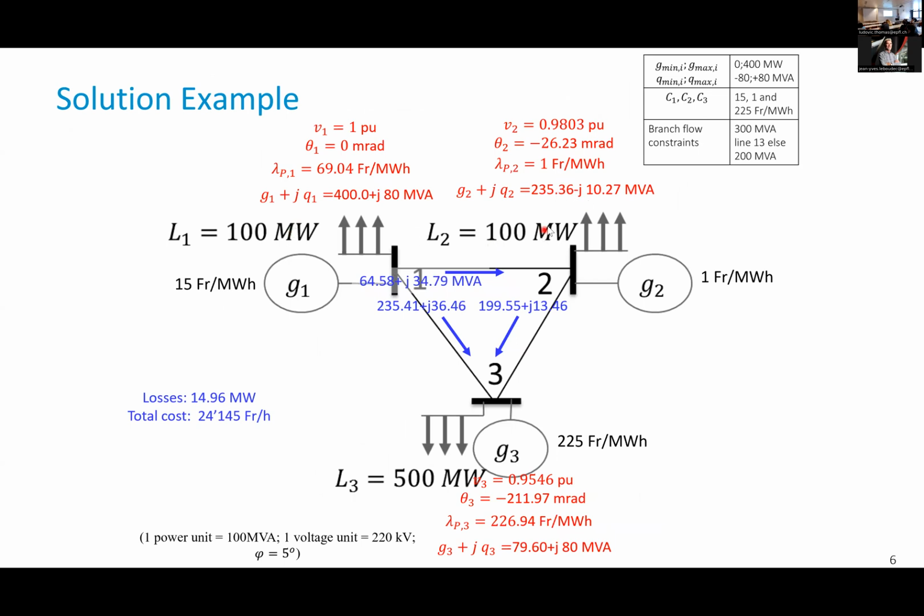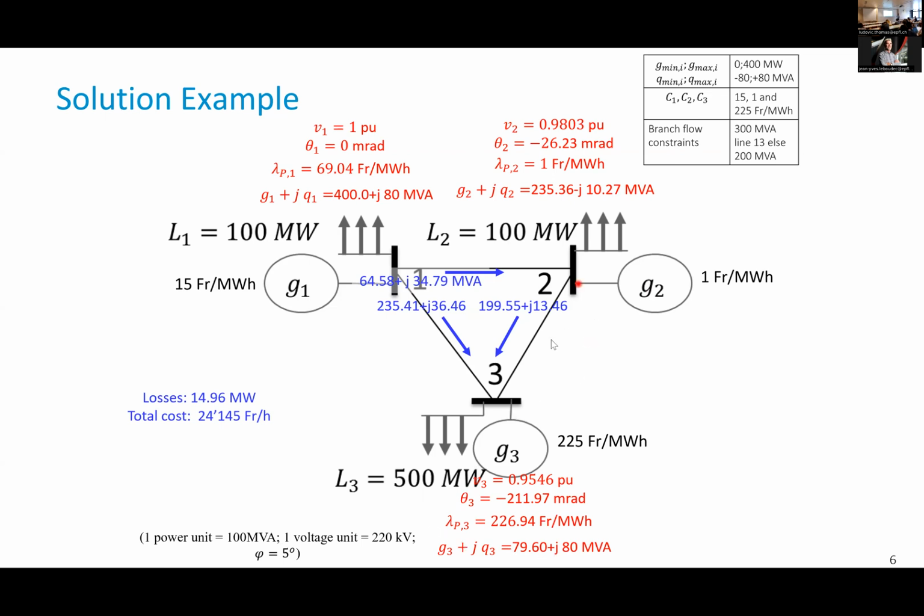The solution is given in blue and red. So in red, we have the state equations at the buses. We see, of course, the bus 1 is the slack bus. We see the state of voltage at bus 2, and we see the power injection. So we see that bus 2 is injecting 235 megawatt plus some quantity of reactive power. Bus 1 is injecting 400, so it's at maximum capacity. And bus 3 is injecting a small amount, 80 megawatt here.